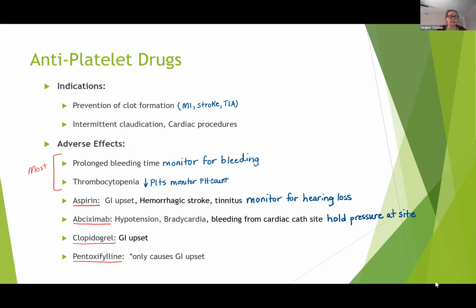Oh, so I was wrong. It wasn't abciximab that's the oddball, it's pentoxifylline. That's the one that's the oddball. It only causes GI upset. It does not cause prolonged bleeding times. It does not cause thrombocytopenia. So it's the oddball of the bunch. Sorry about that. I made a mistake with that.